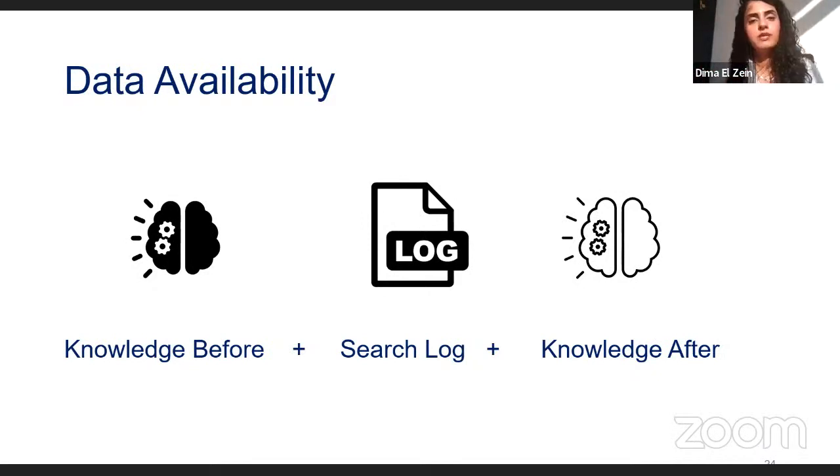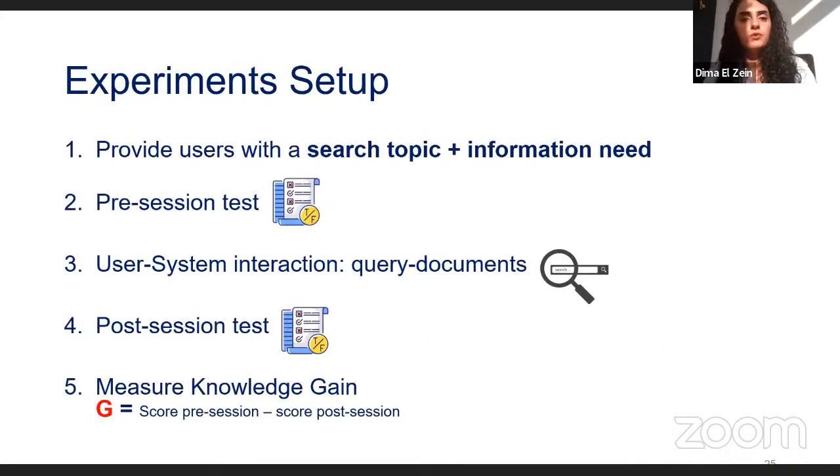How do we do it? We give our users some task. We tell them, okay, today you will do some search about Python programming or about the economic crisis during COVID. We give them a very specific search need. Before they start the search session, we measure their knowledge state. I will discuss later how I can measure this, but let us assume for now that they will do an exam, and this exam will be graded.